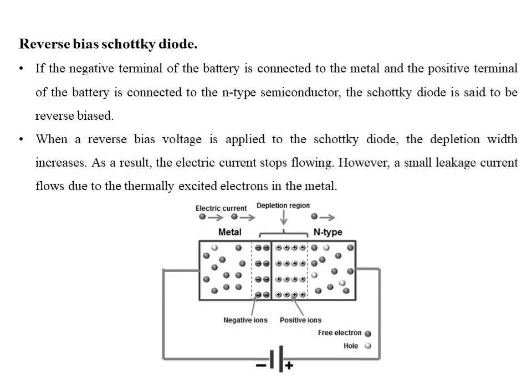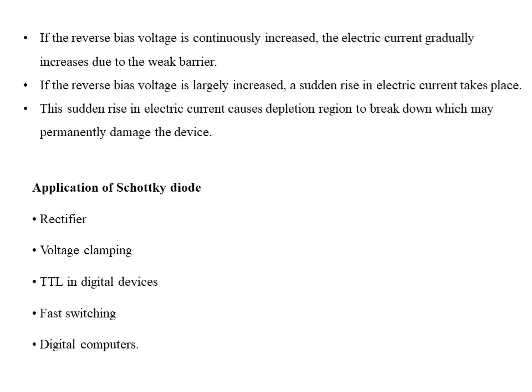Reverse biased Schottky diode. If the negative terminal of the battery is connected to the metal and the positive terminal of the battery is connected to the N-type semiconductor, the Schottky diode is said to be reverse biased. When a reverse bias voltage is applied to the Schottky diode, the depletion width increases. As a result, the electric current stops flowing. However, a small leakage current flows due to the thermally excited electrons in the metal. Reverse biasing is shown here.